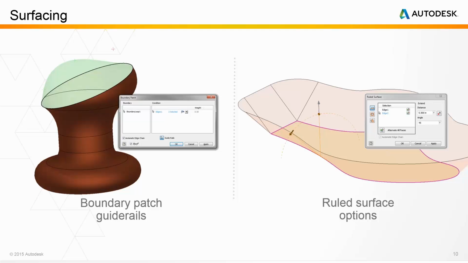Firstly, the ability to have greater control when using the boundary patch command through the use of guide rails. And these guide rails can be in the form of points or curves or sketch elements, and that gives the ability to create continuity and form inside of your design. The other tool that I'd like to highlight is the ruled surface tool, which now has an angle option, enabling you to create a number of different surface types.